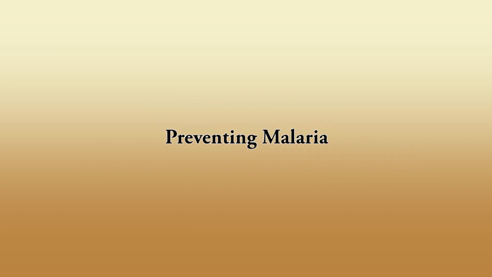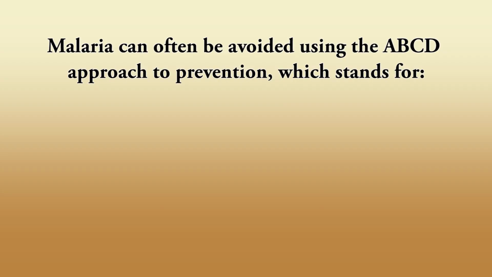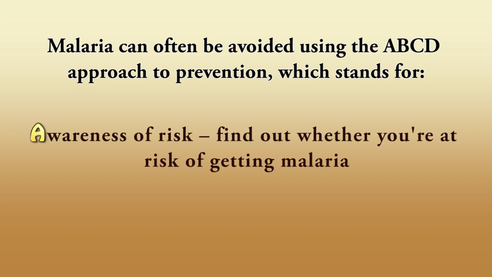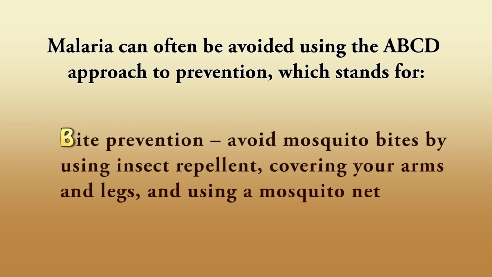Prevention of malaria. There is a significant risk of getting malaria if you travel to an affected area. It is very important you take precautions to prevent the disease. Malaria can often be avoided using the ABCD approach to prevention. A stands for awareness of risk: find out whether you are at risk of getting malaria. B is bite prevention: avoid mosquito bites by using insect repellent, covering your arms and legs, and using a mosquito net.